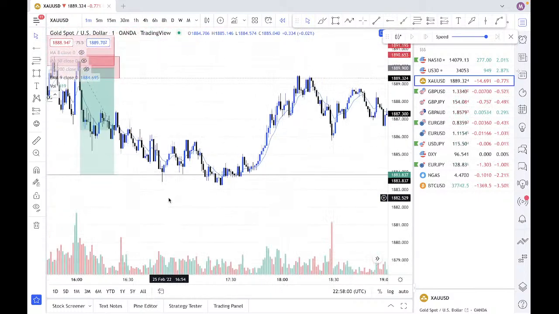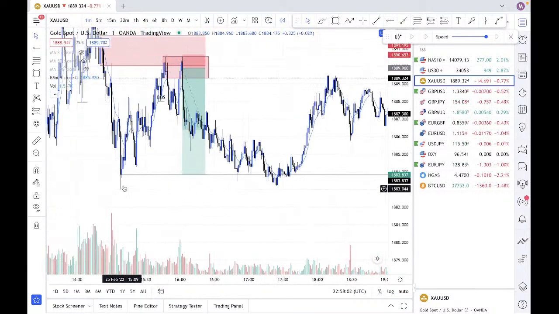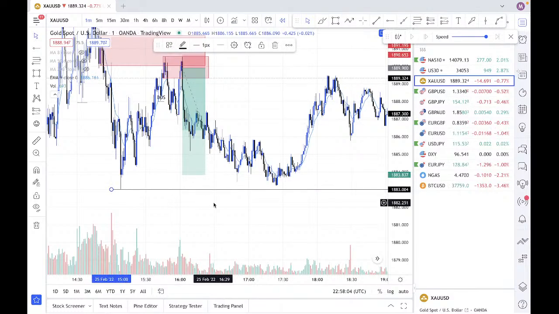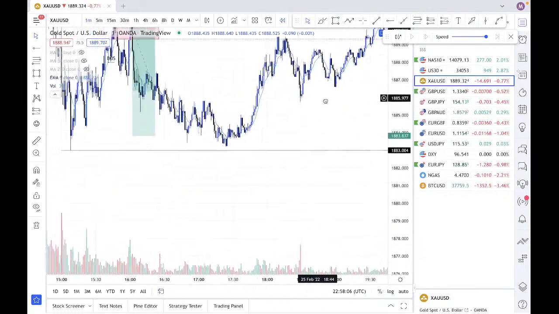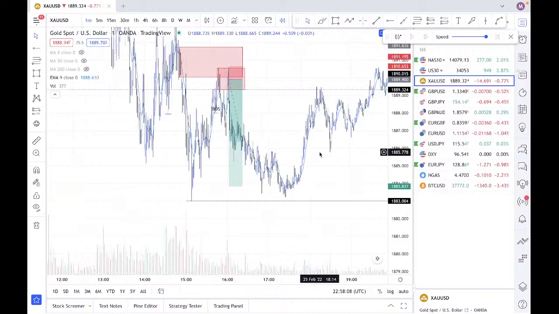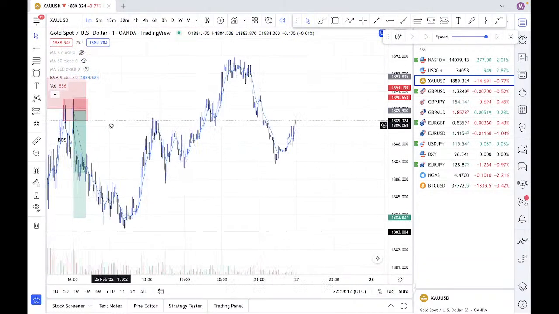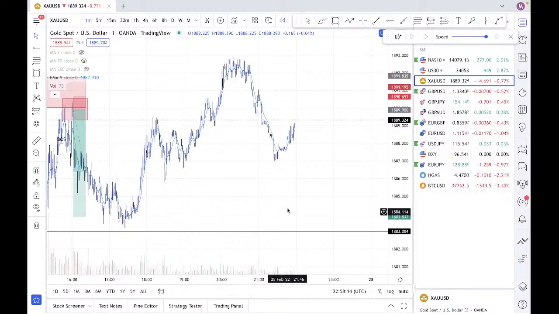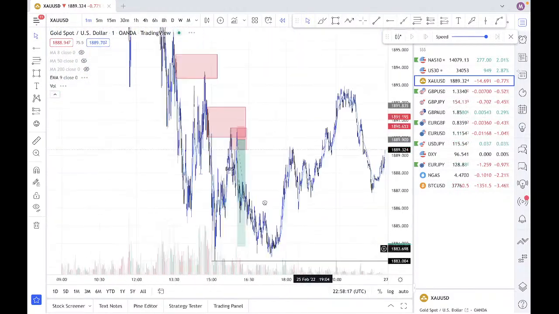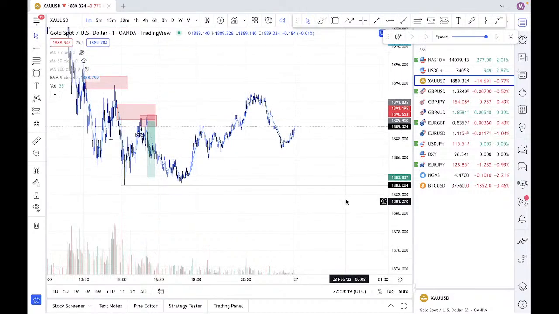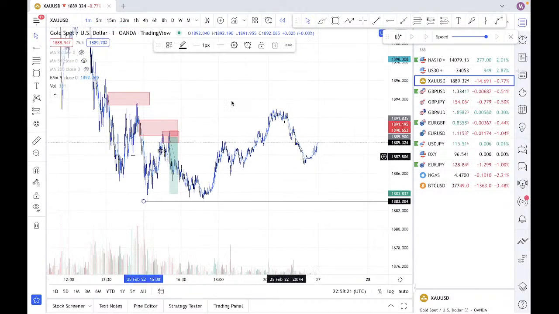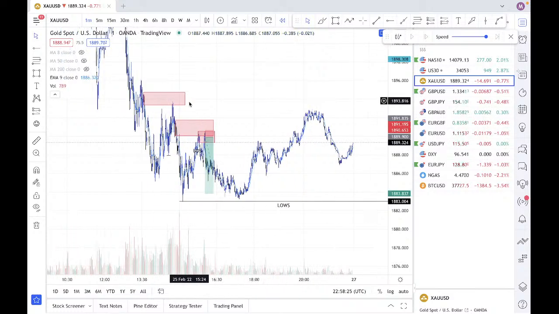See price taps in, doesn't create a new low because this is the overall low, and then continues further up. So this would be my area, but potentially we'll probably see gold come down to break these lows. If we're continuing this downtrend, I'm looking for gold to come down and break my lows here, these lows. I'm looking for price to come down and break.